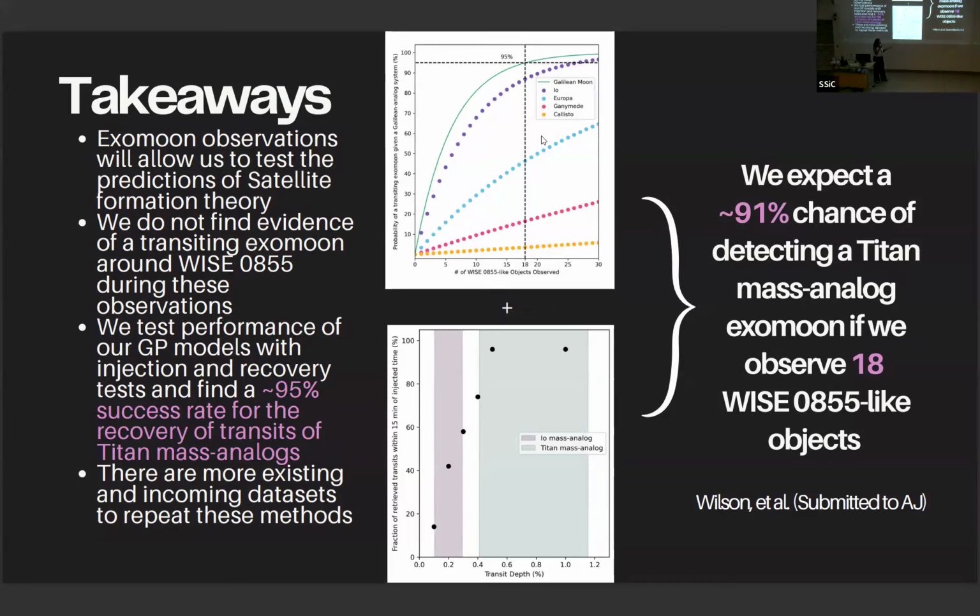And so, like I said, this is going to be assuming that we have 11-hour observations, that we don't know the inclination, but that probability will just increase if we are looking at things that we know to be edge on, or if we look longer at these objects. And so I'm just going to leave my takeaways here. I do want to note that 18 is not necessarily a crazy number. It's not 100. And so we have existing data sets that we're able to repeat this method on, and incoming data sets as well. Thank you. I'd be happy to take questions.